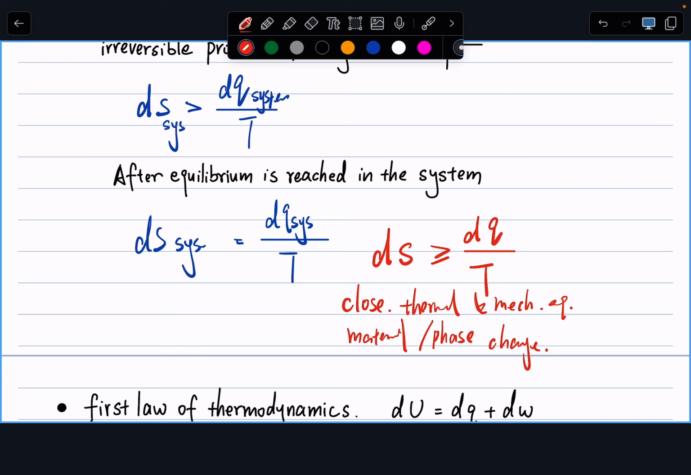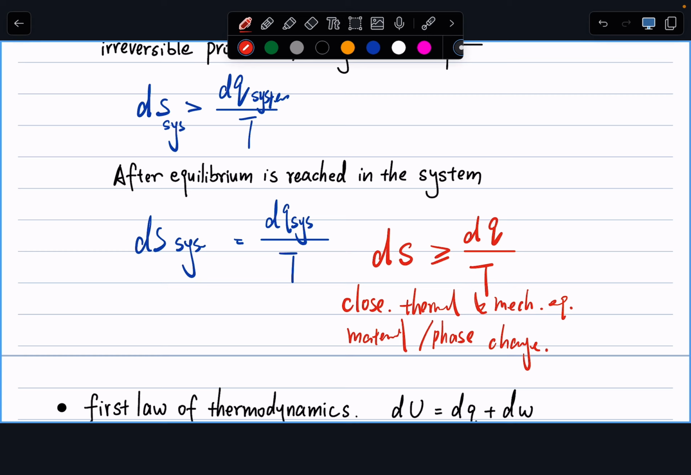Yes? And you're saying that's true even if the system has a material or phase change? So this is true when we have a material and phase change. It is positive, or the dS is larger than dq over T, when that reaction is irreversible. It's equal to dq over T when it is reversible. Well, that's the definition of entropy anyway.